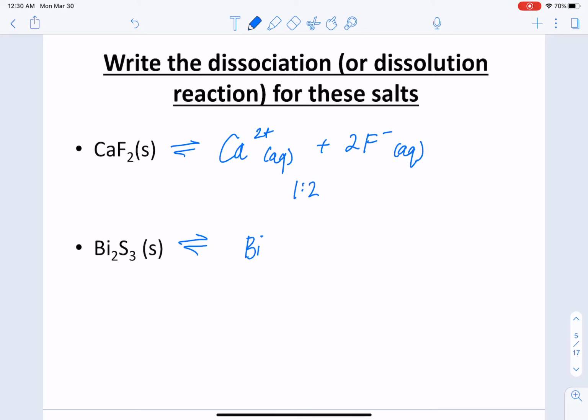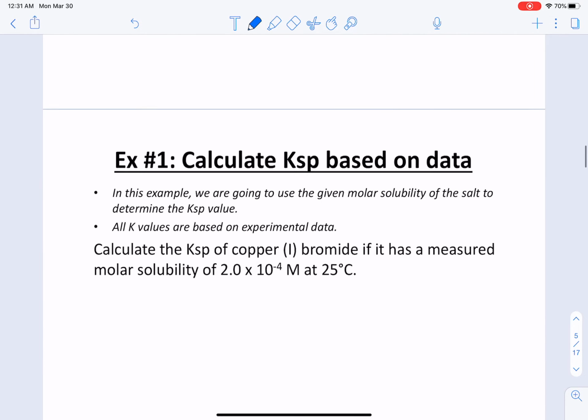Bismuth sulfide would break up into bismuth ions. Those have a charge of positive 3, and then sulfide has a charge of negative 2. When we balance this, we'll need 2 bismuth and 3 sulfide, so a 2-to-3 ion ratio here.